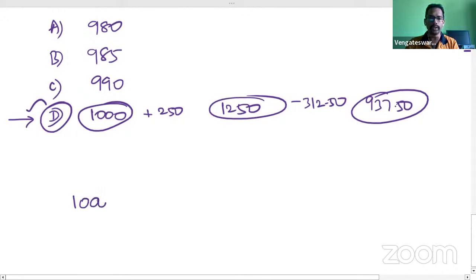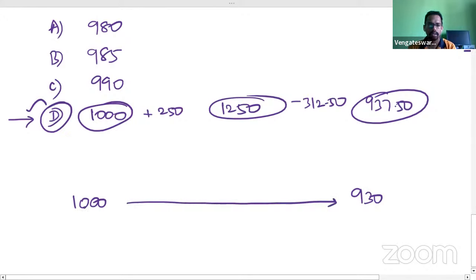Suppose you start from 1000, you end up with 930. That will actually give you a clue that, okay, I started from 1000 and got 930 as the answer. I'm just saying, suppose. But what answer do we want as per the question? We want 937.5. That means you need to think, okay, starting with 1000 is giving 930, but if I want 937.5, I am supposed to start with a bigger number. Search for an option that is more than 1000.